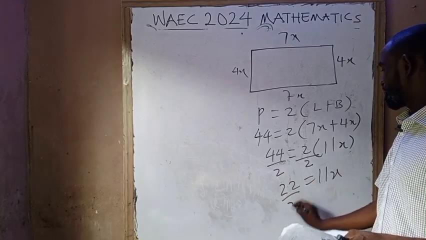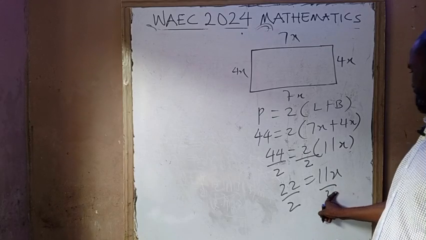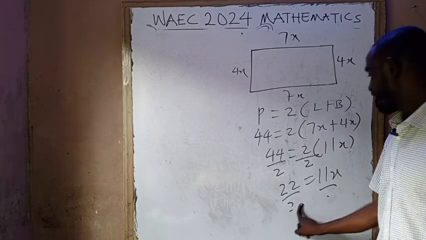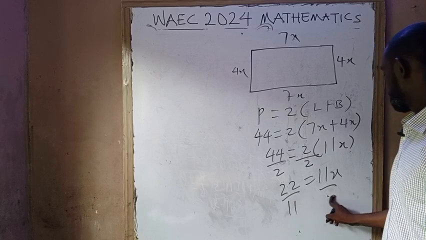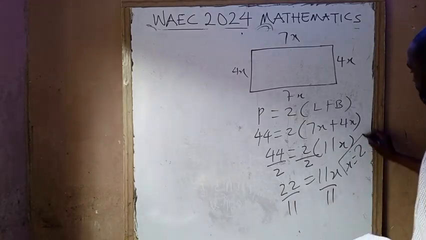So divide by 11, then by what? By 11. So our x will be equal to what now? Our x is 2.